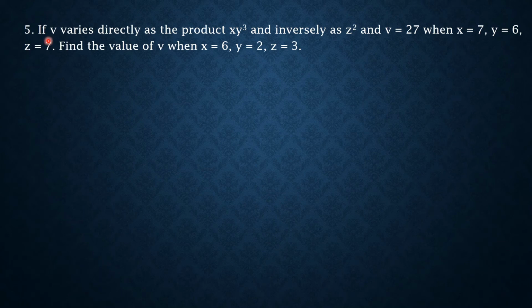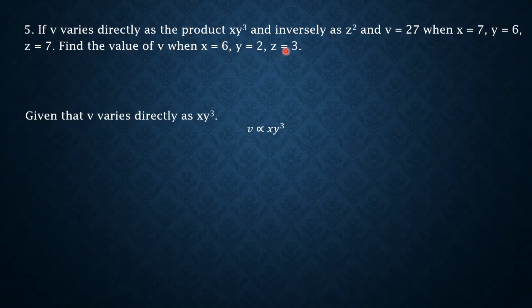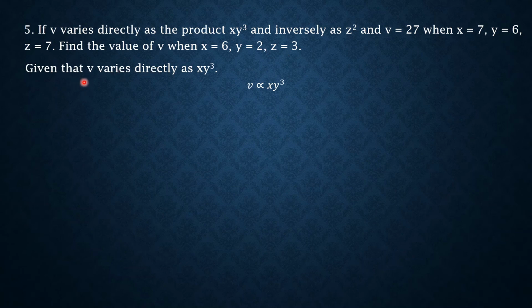Now question number 5, which is: if v varies directly as the product xy cube and inversely as z square, and v equal to 27 when x equal to 7, y equal to 6 and z equal to 7, find the value of v when x equal to 6, y equal to 2 and z equal to 3. Now come to the solution.